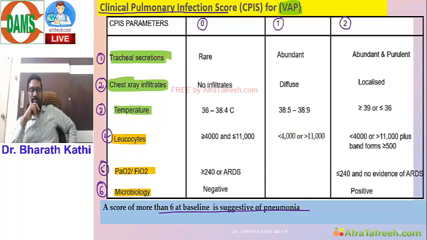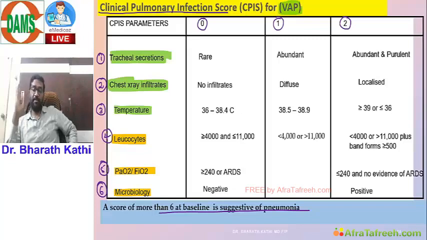Chest X-ray infiltrates: no infiltrates, diffuse or localized. Temperature 36 to 38.4, 38.5 to 38.9, more than or equal to 39 or less than or equal to 36. The leukocytes: if it is more than 4,000 and less than 11,000, not to worry much. Less than 4,000 or more than 11,000, it's a worry. A very bad situation is less than 4,000 or more than 11,000 plus band forms, immature forms. Immature forms always imply something bad is happening in the body.